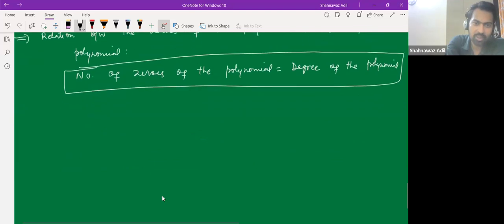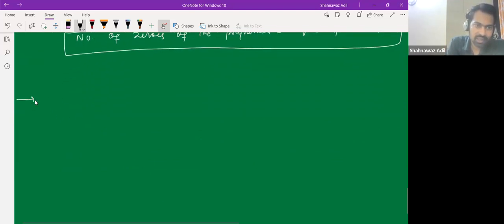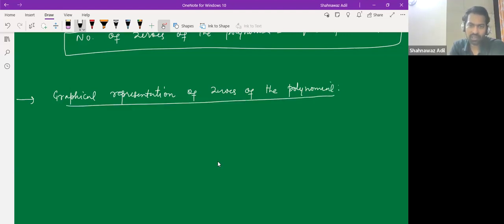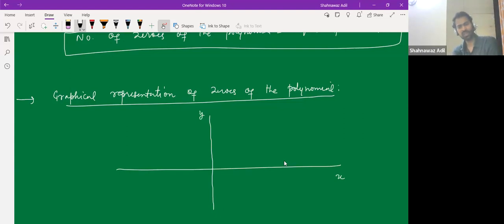Now the next topic is understanding the zeros of the polynomial in a graphical way. So, graphical representation of zeros of the polynomial. What you do is that we have, let's say, this x-axis and this y-axis.